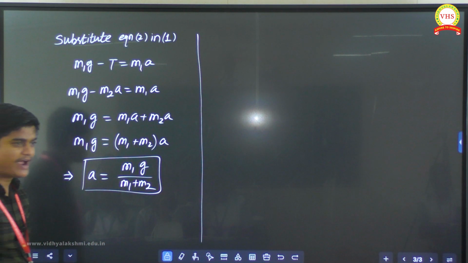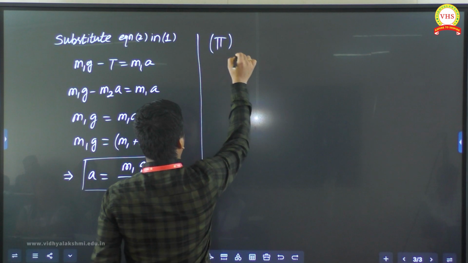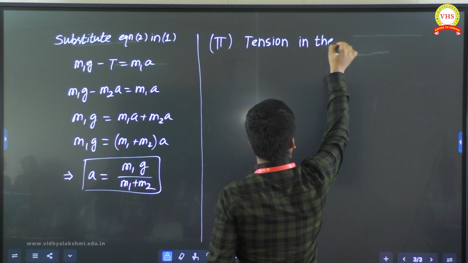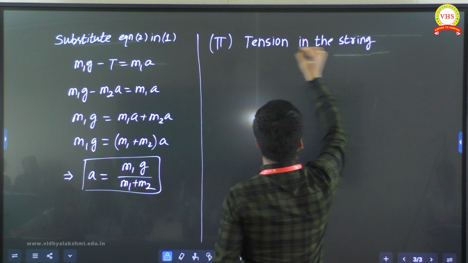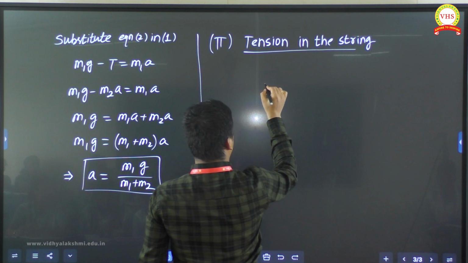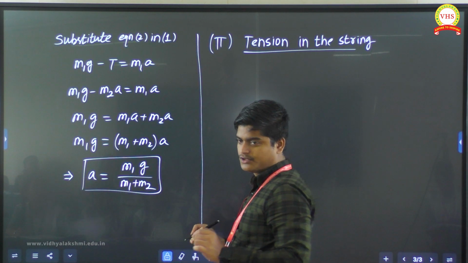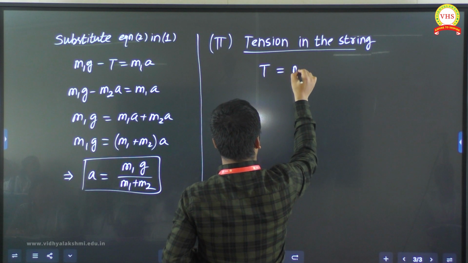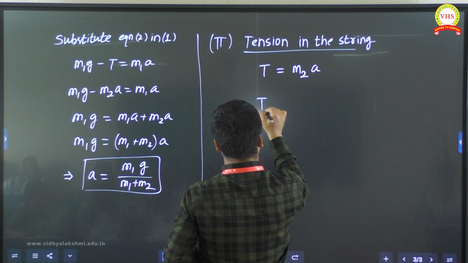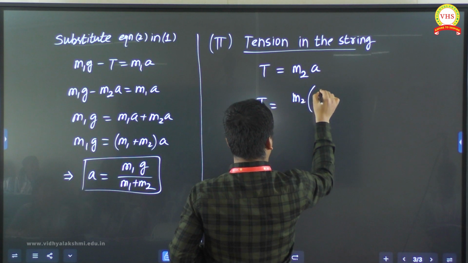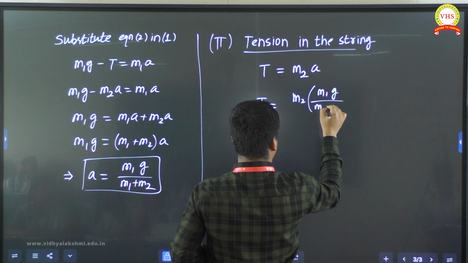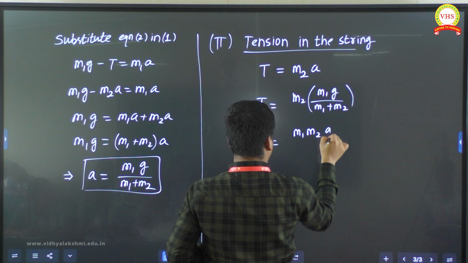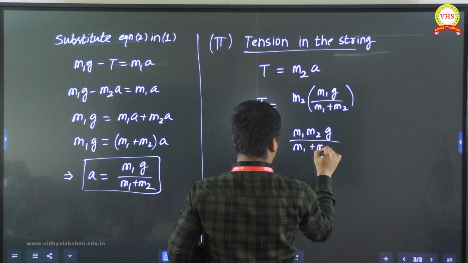Yes or no? Now next find tension. All of you see here, tension, second one. Now tension in the string. Write down, tension in the string. How to find tension in the string? Now listen. Already acceleration you got. And one equation you have already from equation 2. From equation 2, T equal to how much, tell? M2A. Now T how much can I write? M2 into M1G by M1 plus M2. Now T equal to M1 M2 into G by M1 plus M2.